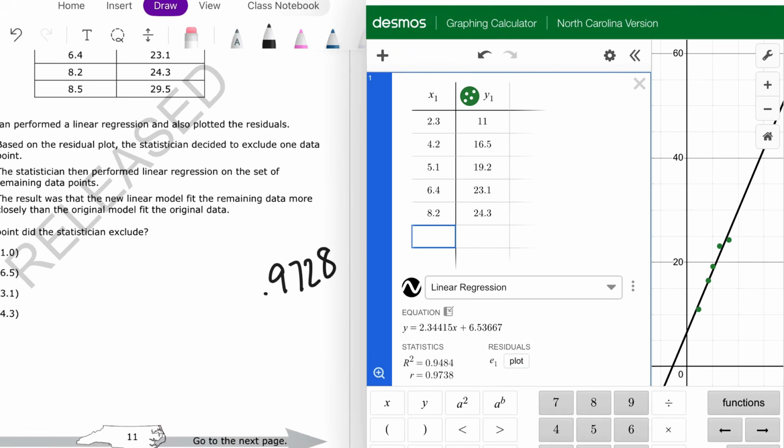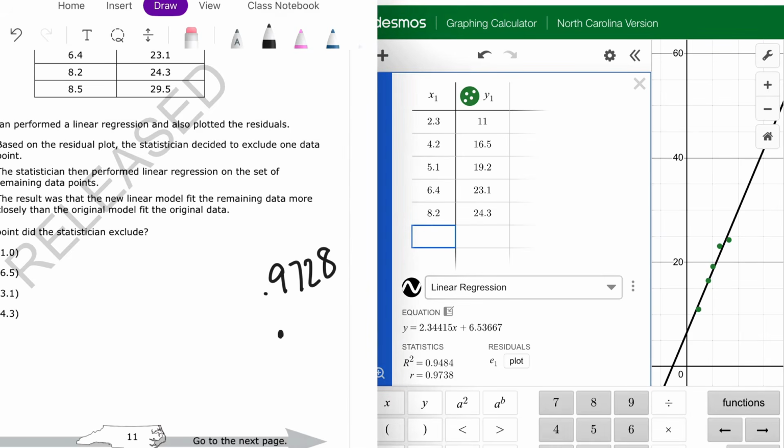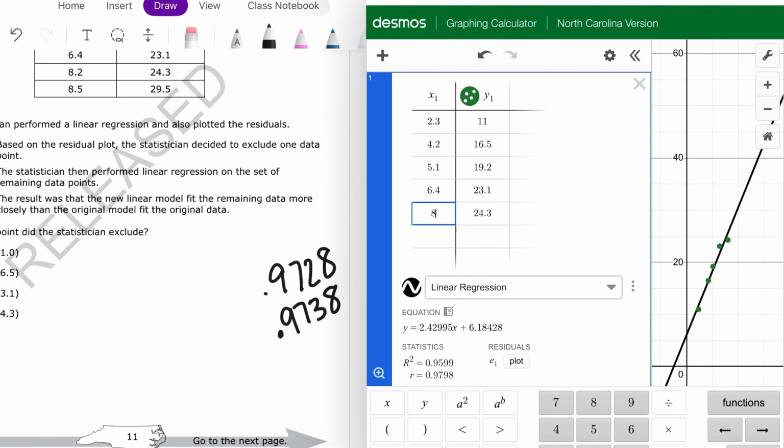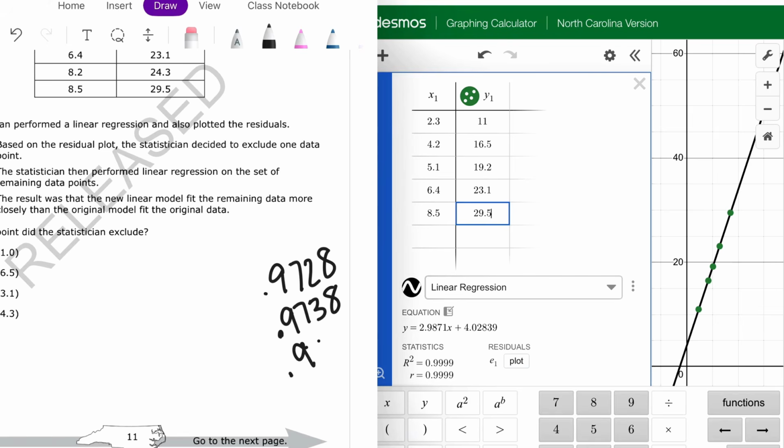Now my R is 0.9738. That's better. It got stronger. Closer to 1 is better. So now I'm like, okay, what if 8.2 was actually making it worse? Let's put 8.5 back, because it said they're only getting rid of one of them. So I put 8.5 back and got rid of 8.2. Now that R is 0.9999. That's so much better.